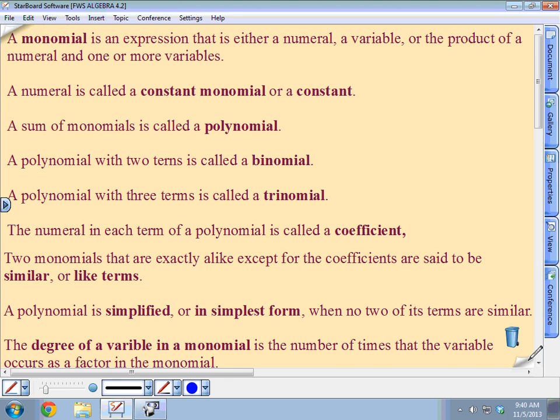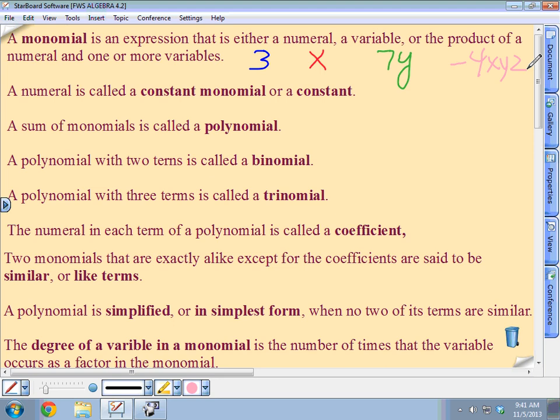So an example of a monomial might be 3. That can be a monomial. Or x. Or 7y, because that's a product. Okay. Or negative 4xyz. Okay, so it can be any of those. It can be any number, any variable, or the product of a numeral and one or more variables. Okay, that's a monomial.